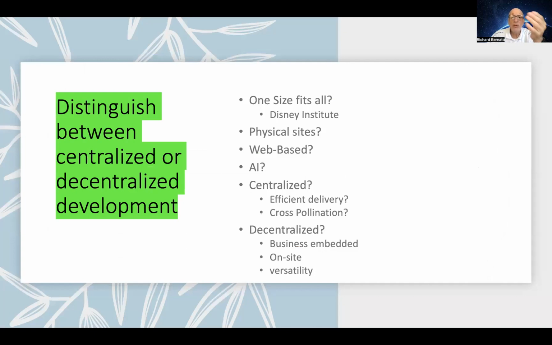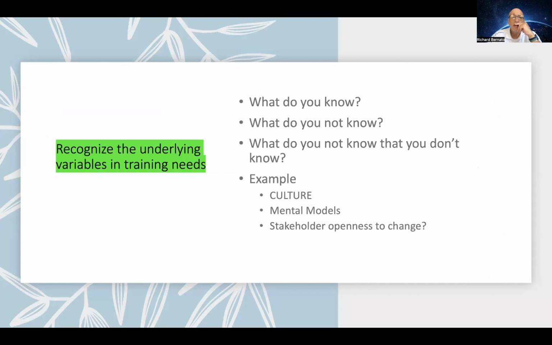Okay, one size fits all. I'm not going to read these things. You can read them yourselves. But this is valuable summary, if anything else. Again, what do you know? What do you not know? What do you not know that you don't know? How do you find that out? And I go back again to the premise of culture and mental models.